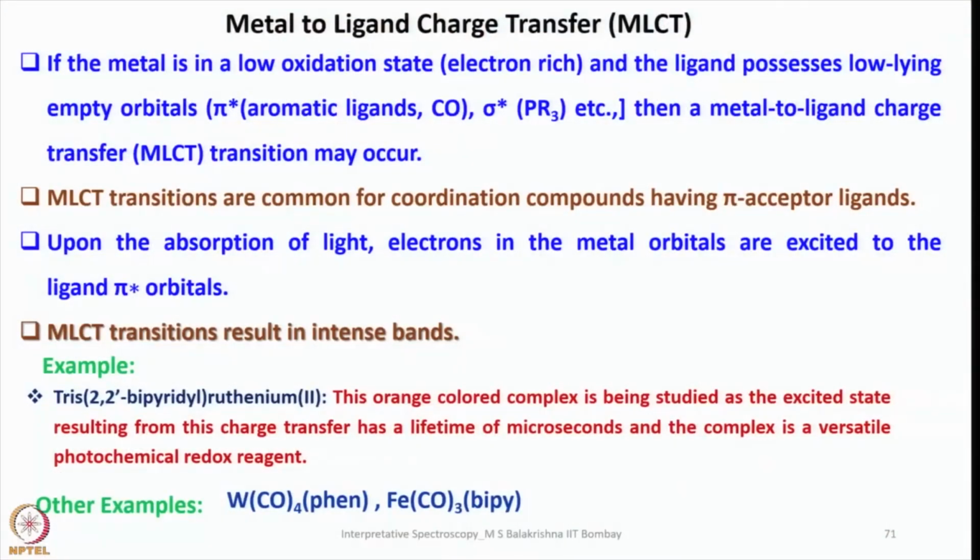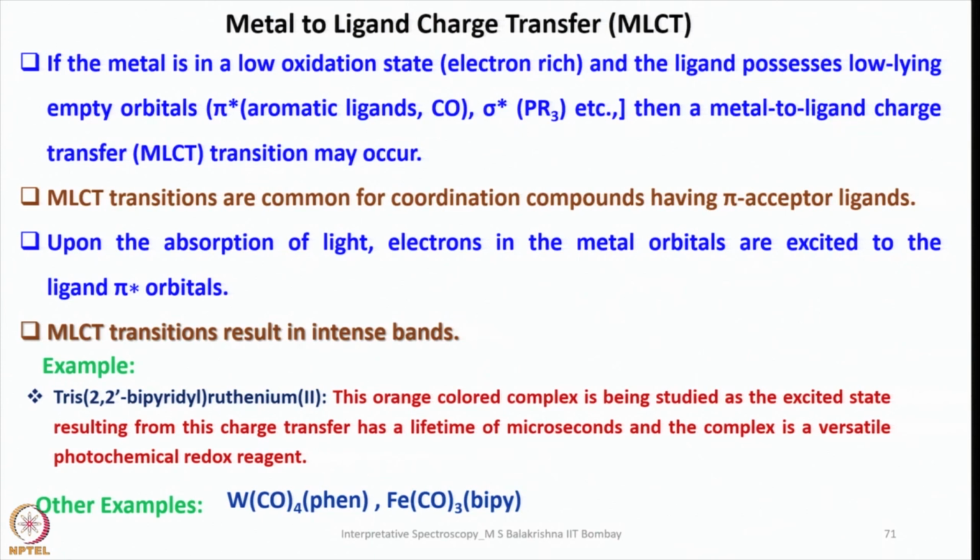If the metals are in low oxidation state, you should remember that they are electron rich. And if the ligands coordinated to the metal possess low lying empty orbitals having pi star, such as aromatic ligands or carbon monoxide or cyanide or olefins, and also sigma star in case of phosphines, sometimes sigma star of hydrogen molecule as well, then a metal to ligand charge transfer, MLCT, would occur. So MLCT transitions are common for coordination compounds having pi acceptor ligands.